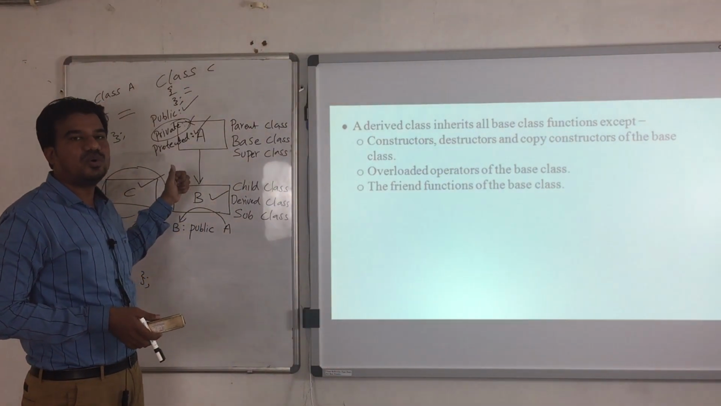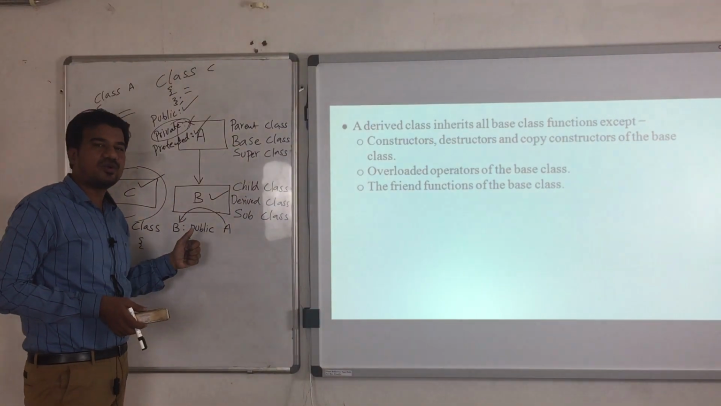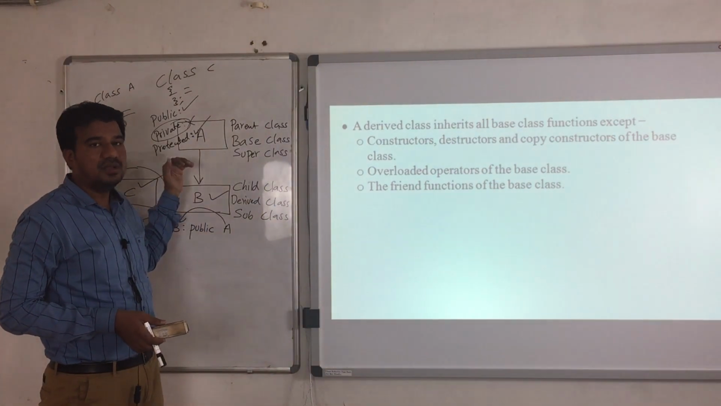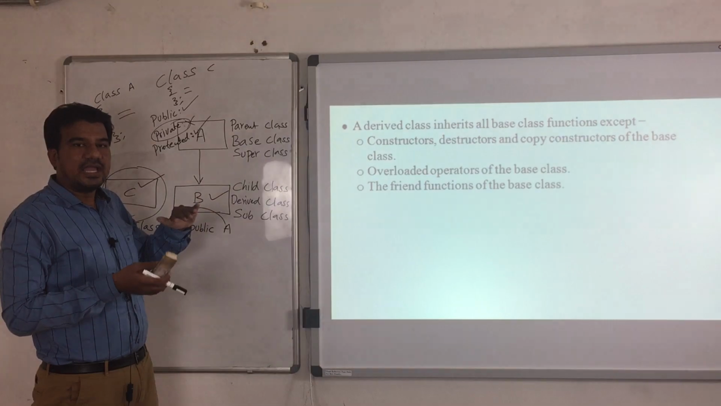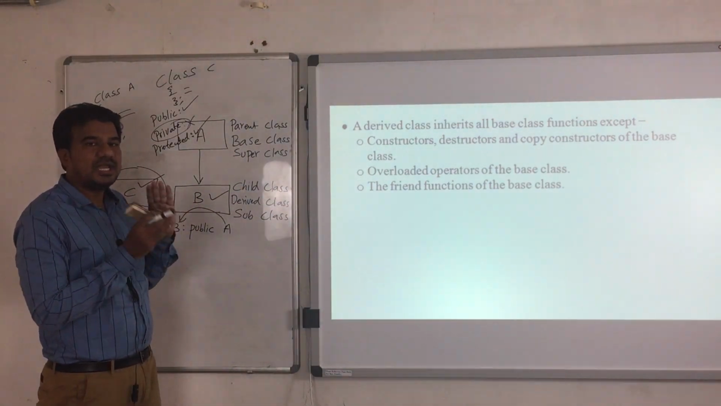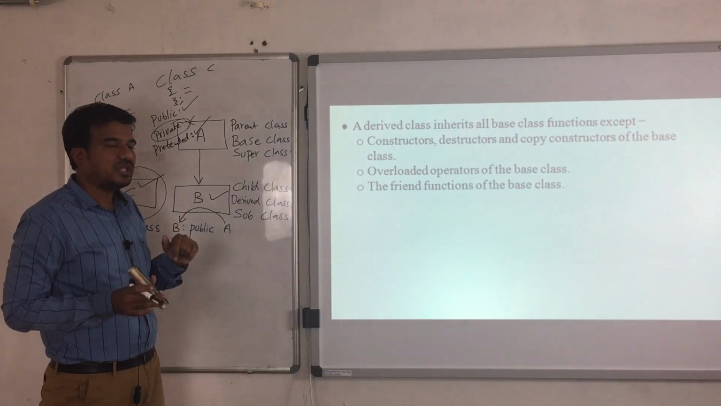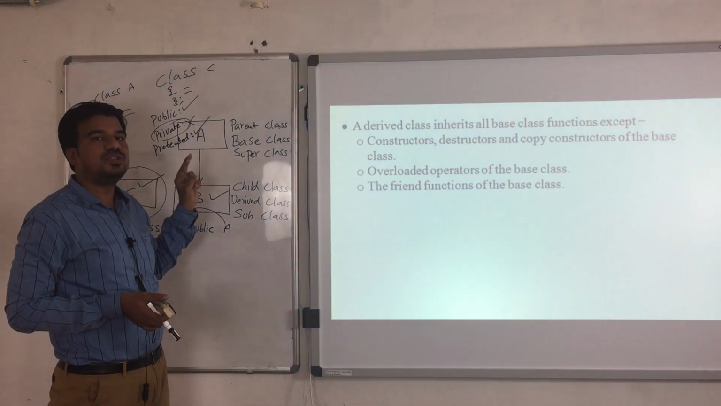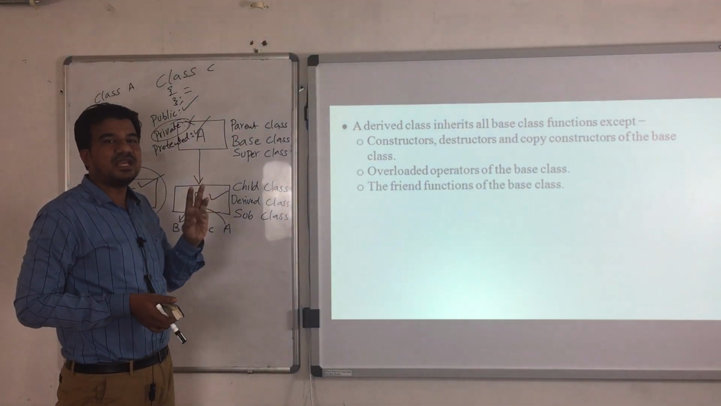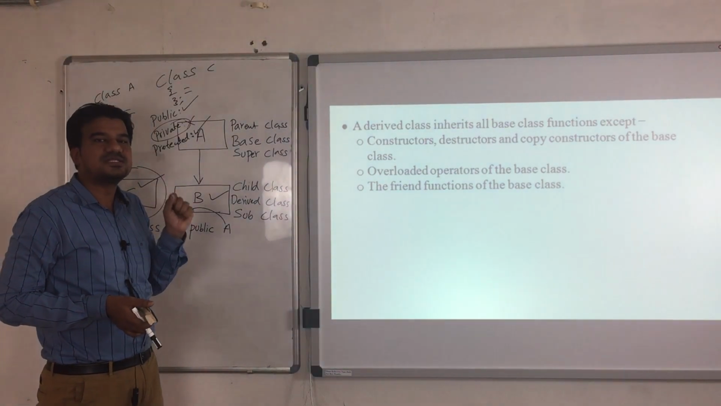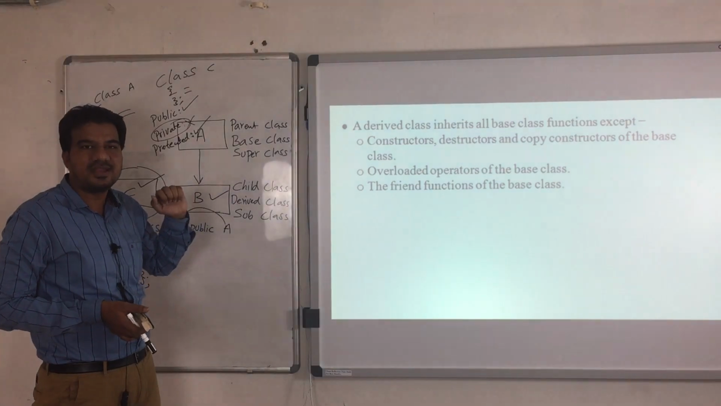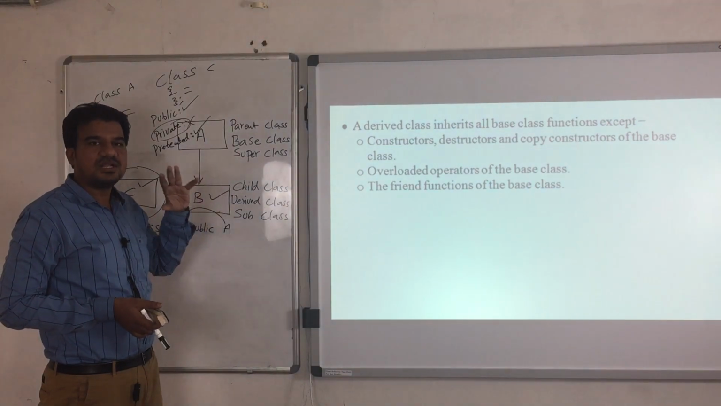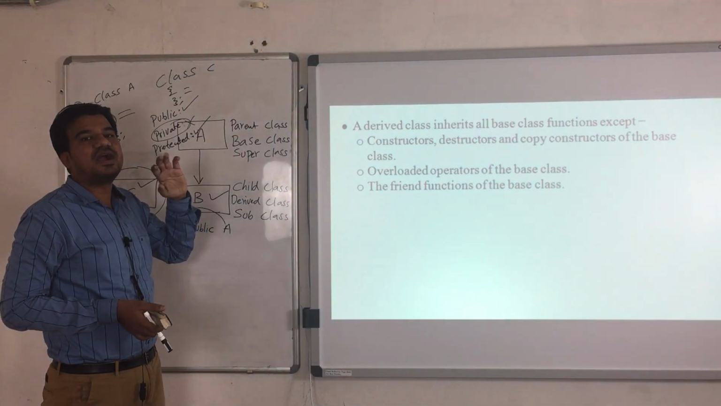Next, all the overloaded operators. What is this operator overloading? Very soon we are going to discuss. So all those overloaded operators we cannot inherit from parent class to child class. They are confined or limited to the defined class itself, not to the derived class. Next, the friend function of the base class. Just now I told you, you can put the friend function definition either in the private area or in the public area. You cannot put it inside the protected area. The reason is we cannot inherit any friend function from the base class to the derived class. Friend function concept is limited to the defined class itself.